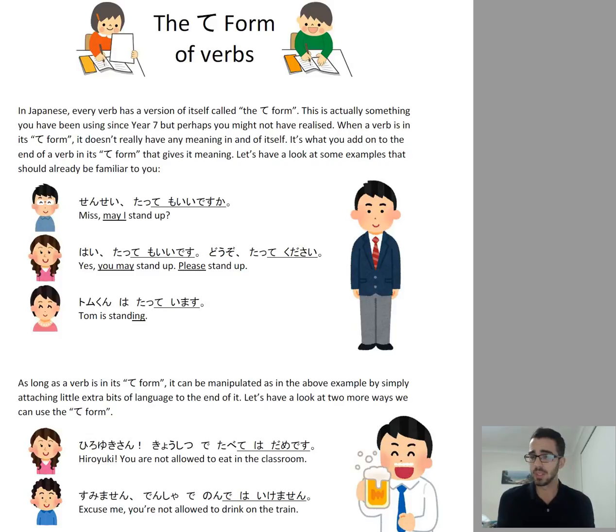This second example is the more appropriate one, and this is the more formal one. Sumimasen, densha de nonde wa ikemasen. Excuse me, you're not allowed to drink on the train. By adding wa ikemasen to a te verb, it's a more formal way of saying that someone isn't allowed to do something.